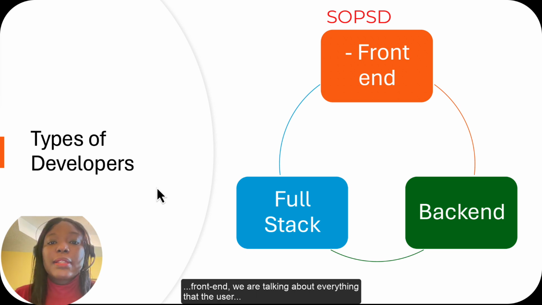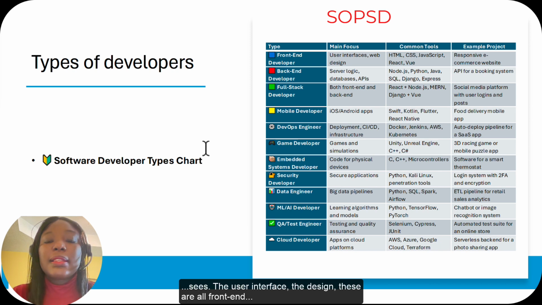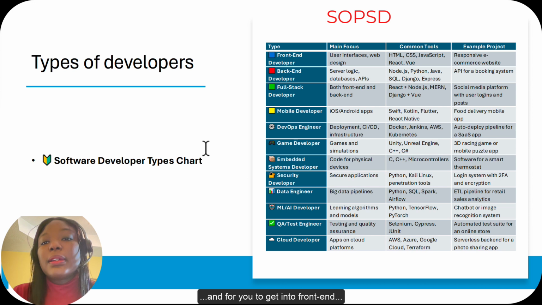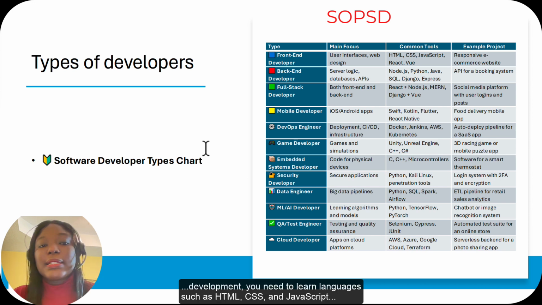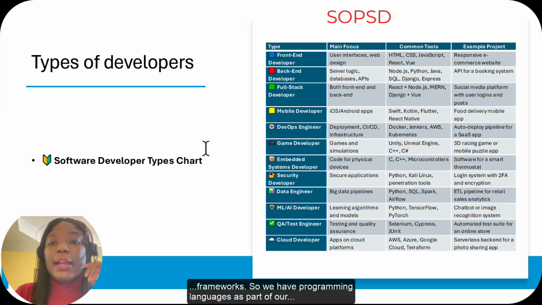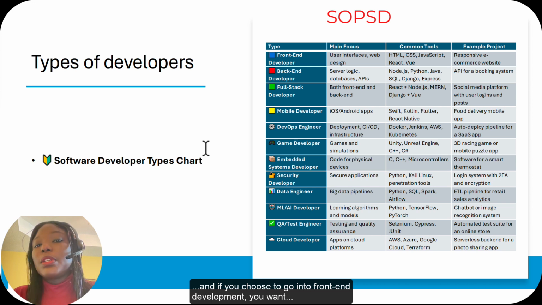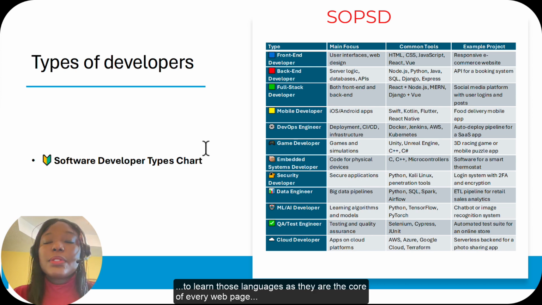Now, when we talk about front end, we're talking about everything that the user sees, the user interface, the design. These are all front end. And for you to get into front end development, you need to learn languages like HTML, CSS, JavaScript. And if you want to use frameworks, you can use React, Bootstrap, and the likes of the front end frameworks. So we have programming languages as part of our course series in this transition to tech series: HTML, CSS, and JavaScript. And if you choose to go into front-end development, you want to learn those languages as they are the core of every web page that you see.